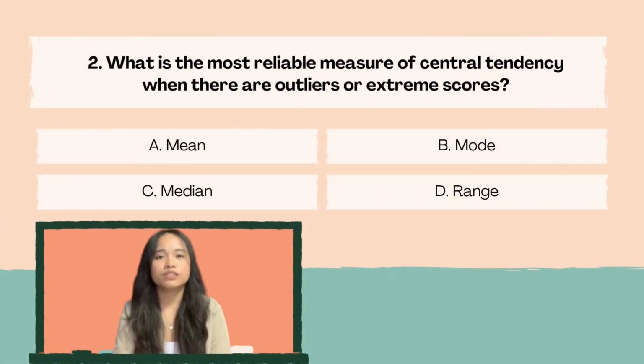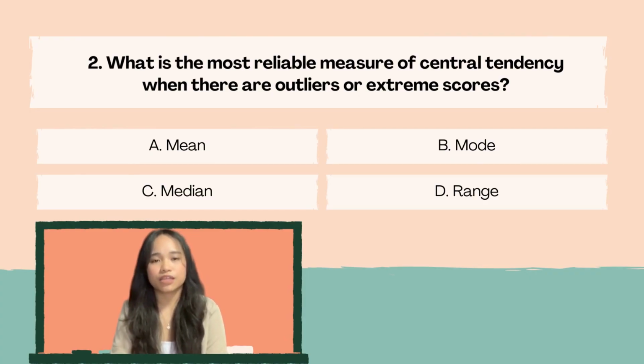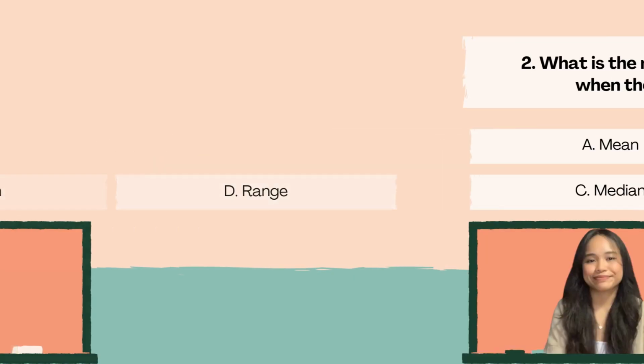Second question, what is the most reliable measure of central tendency when there are outliers or extreme scores? A. Mean, B. Mode, C. Median, and D. Range. You have 15 seconds to answer.